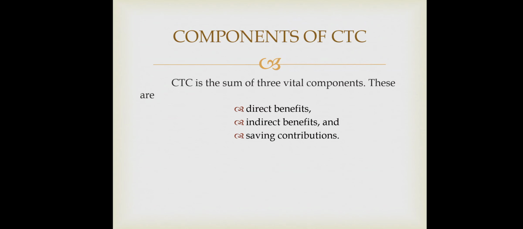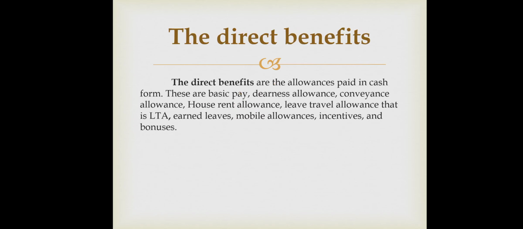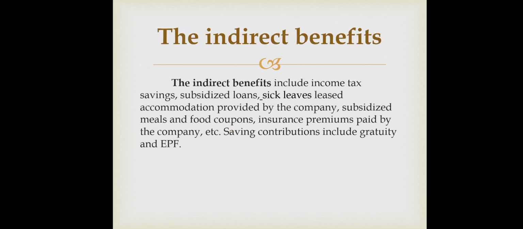Now the components of CTC are three: direct benefits, indirect benefits, and saving contributions. Coming to direct benefits, these are the allowances which are directly paid in cash form, like the basic pay, all the allowances which are added in his salary, all the leaves which he is getting from the company, all the incentives and bonuses.